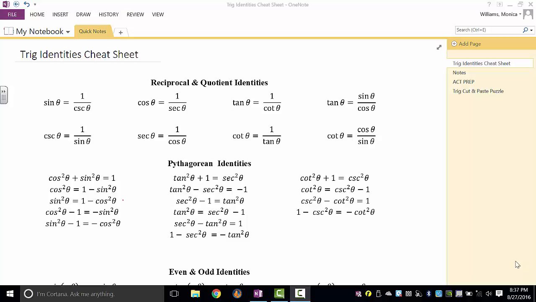Okay, this is a quick video of what you missed today in class. We covered trig identities. You have a cheat sheet that is in the basket for you, and we are going to focus on the top part of the sheet for now, the reciprocal and quotient identities and the Pythagorean identities. I am going to work a couple of problems from your notes. So let's start there.